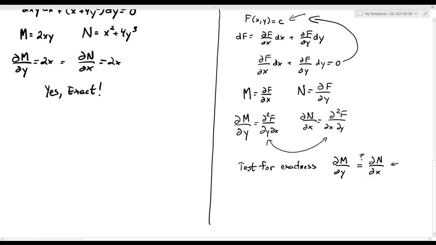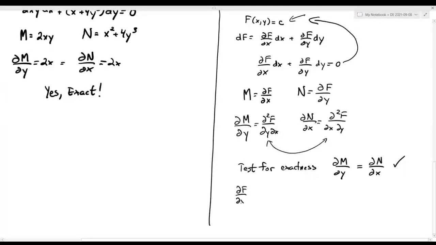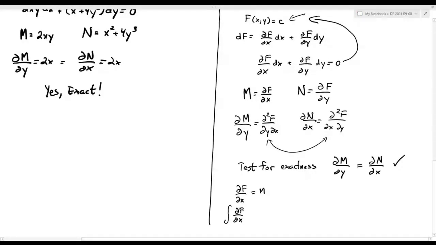All right, so suppose we know that our differential equation is exact because it passes the test, then how do we recover big F? Well, to recover big F, notice that the derivative of big F with respect to x is equal to m. So in order to recover big F, we're just going to anti-differentiate both sides here. We're going to anti-differentiate m, but with respect to x.